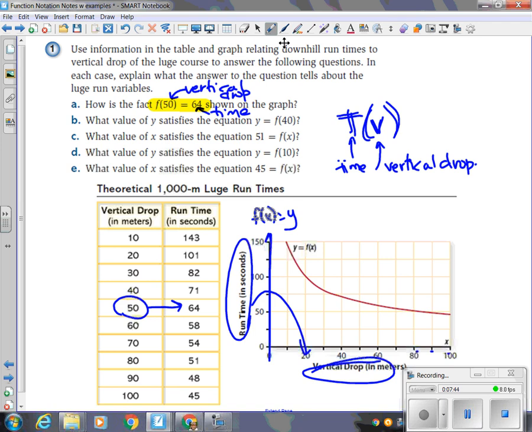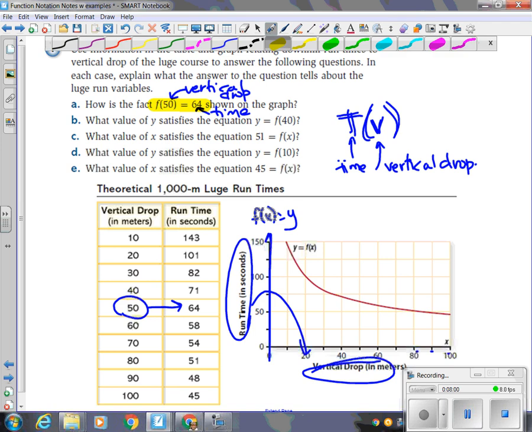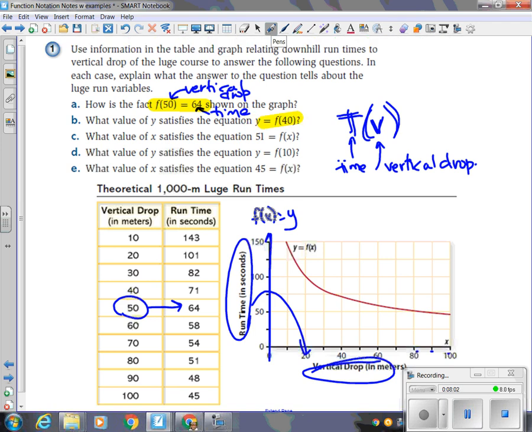What y value satisfies the equation, some y value equals the function at 40? What's in the parentheses again? Vertical drop. So what would the y answer be? Time. Write this down on your paper. Part B. Just write down the part that's in yellow: y = F(40). So what does y equal? How'd you get that? He says y equals 71.